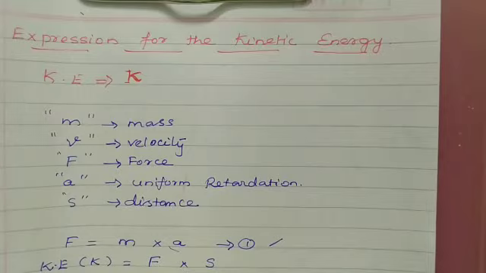Then we are going to derive an equation for kinetic energy. The kinetic energy possessed by a moving body is equal to the amount of work which the moving body can do before coming to rest. We can calculate it by the amount of work done by an opposing force to stop the body.